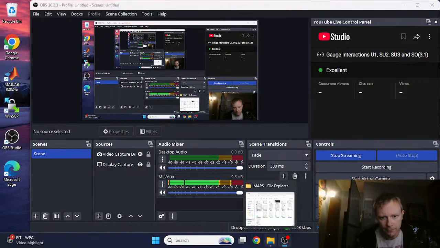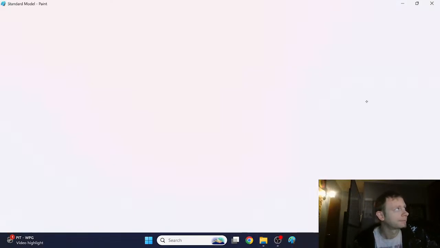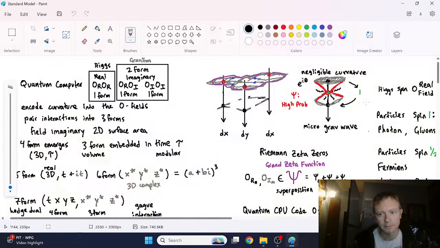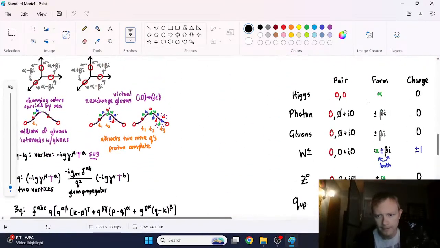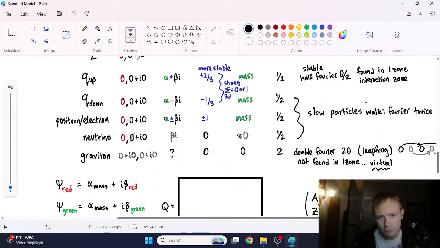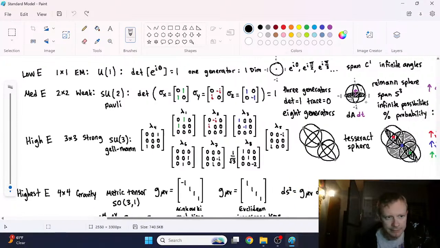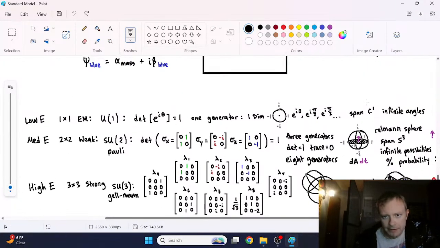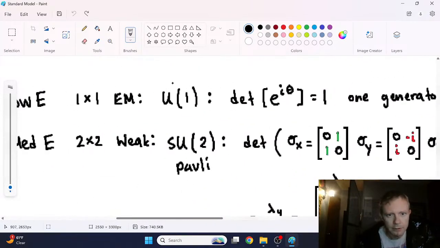I've been focusing on understanding the standard model and wanted to figure out how gauge interactions work, and just trying to see if they would lead to quantum gravity. So let's start with the basic one, which is just going to be a regular old U1.